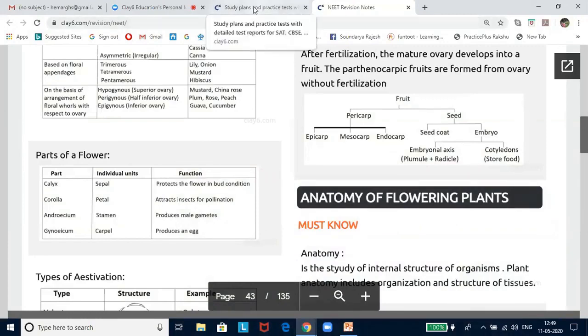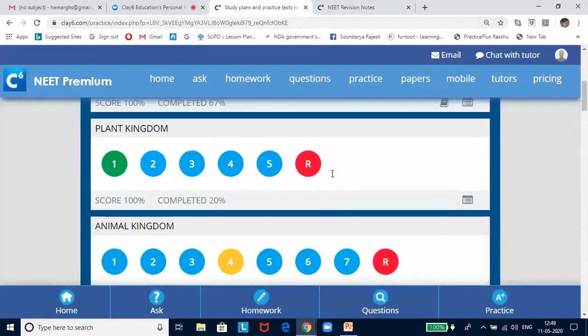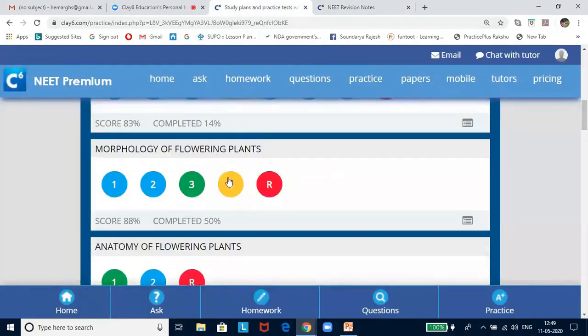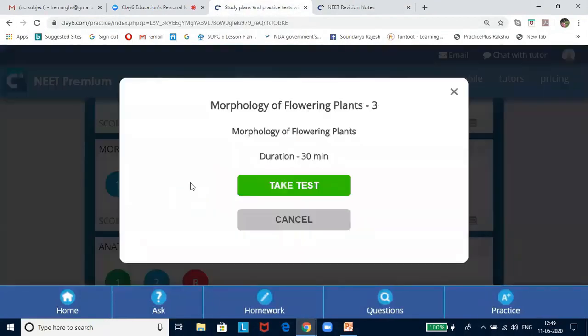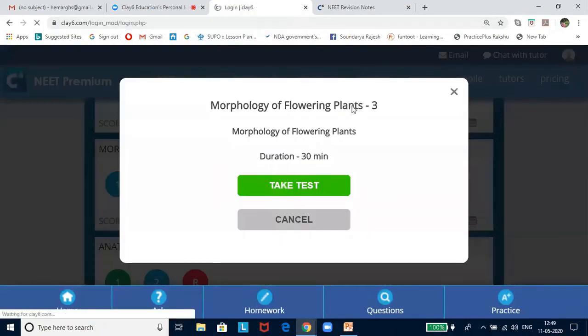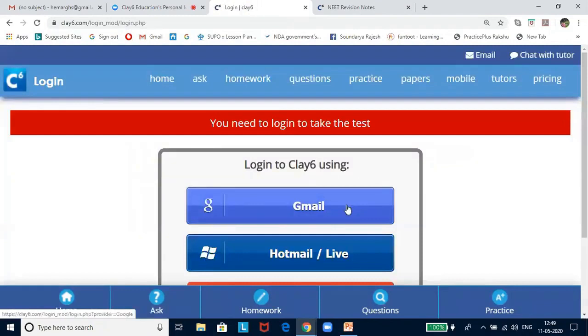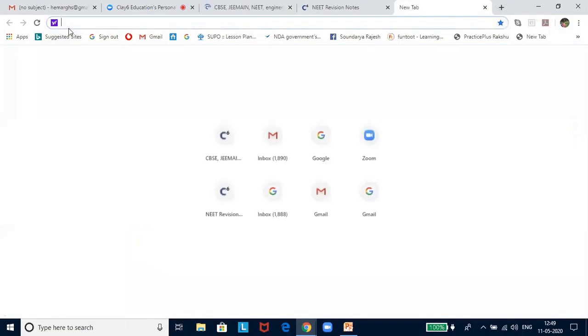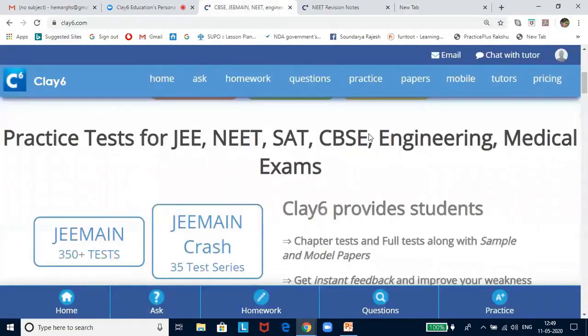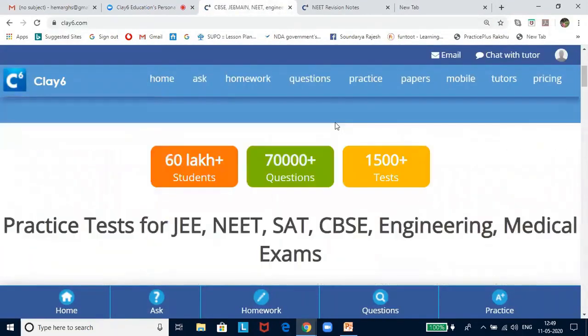Now let us get back to the test. So I said morphology, let us look into test 3 today. What's happened?